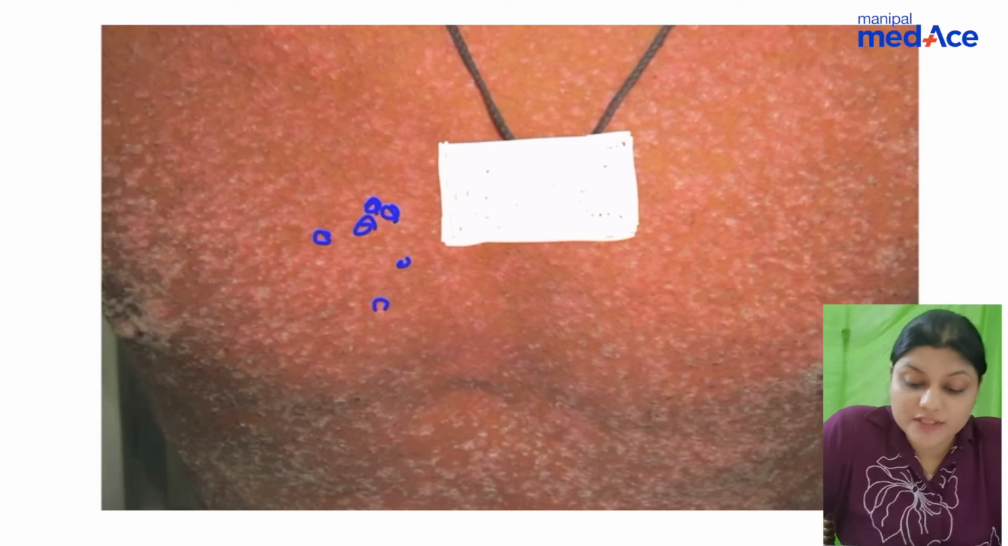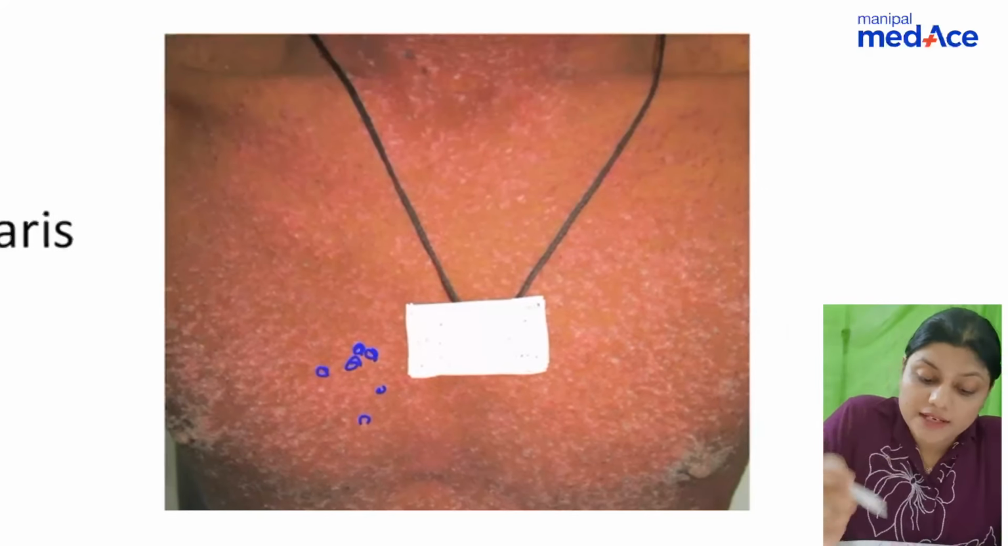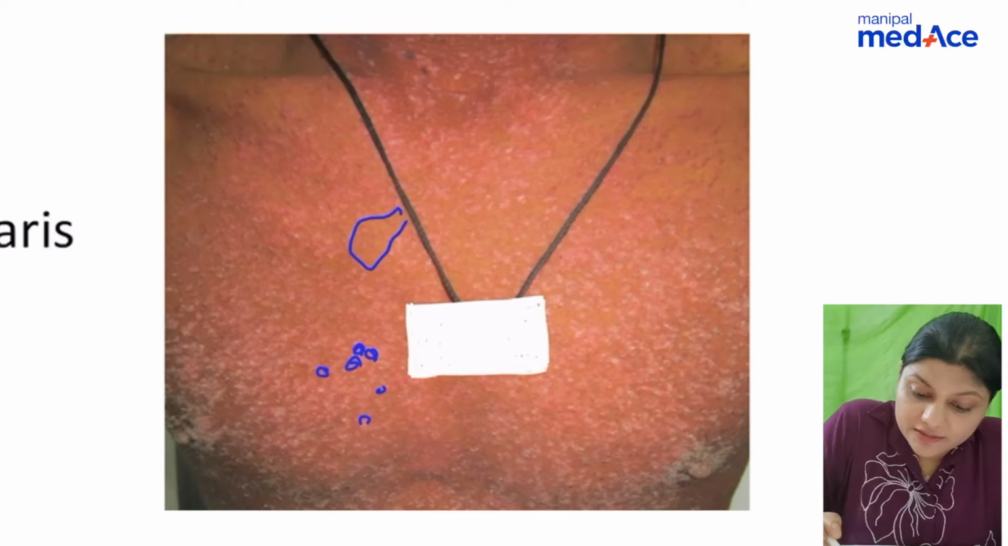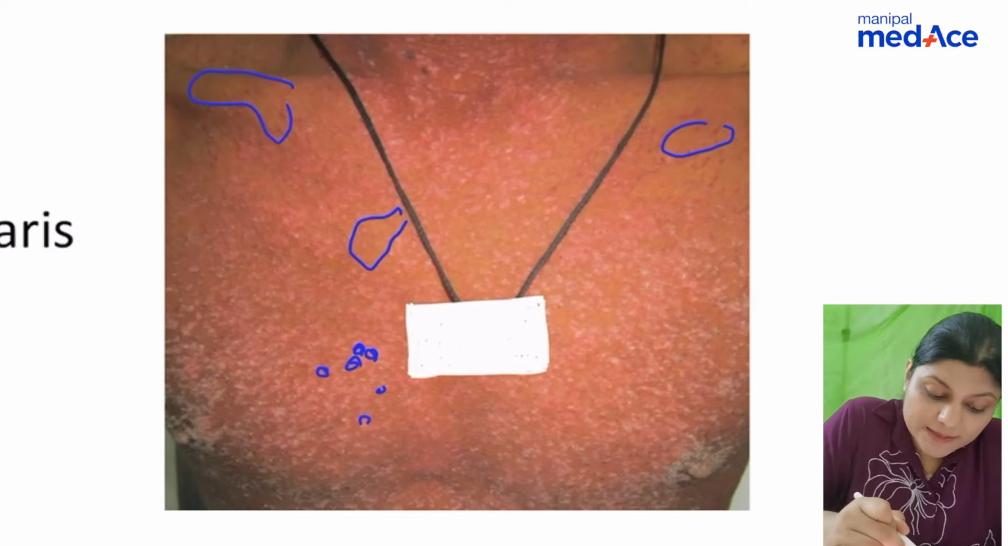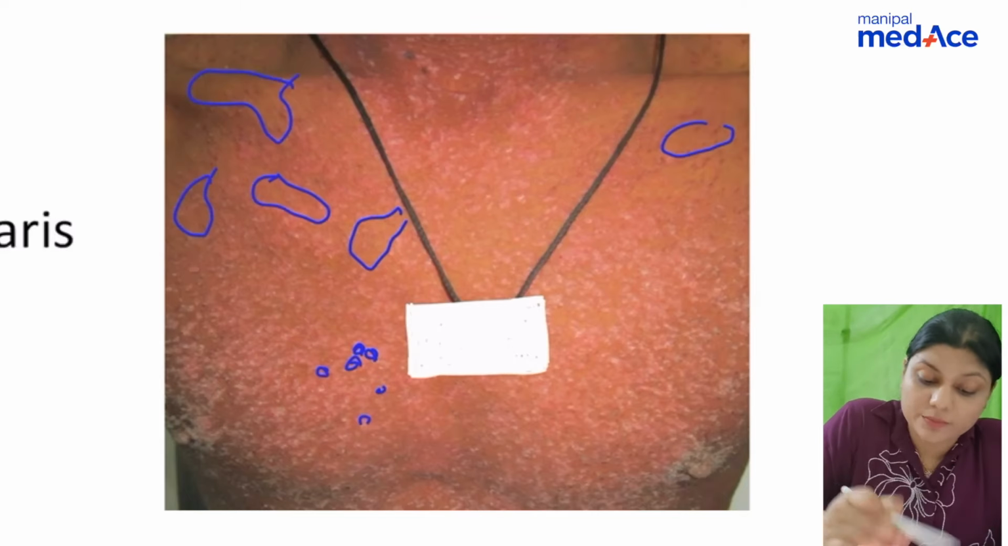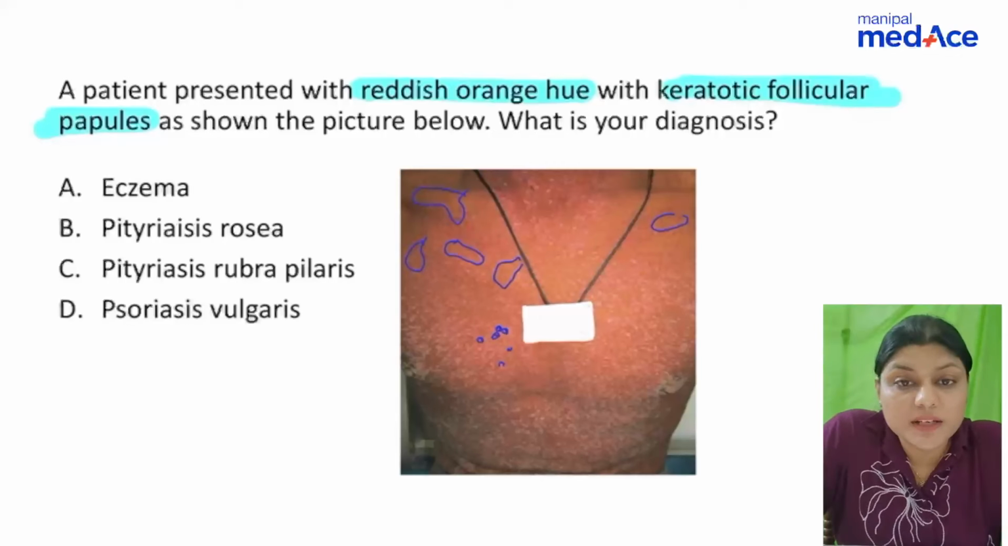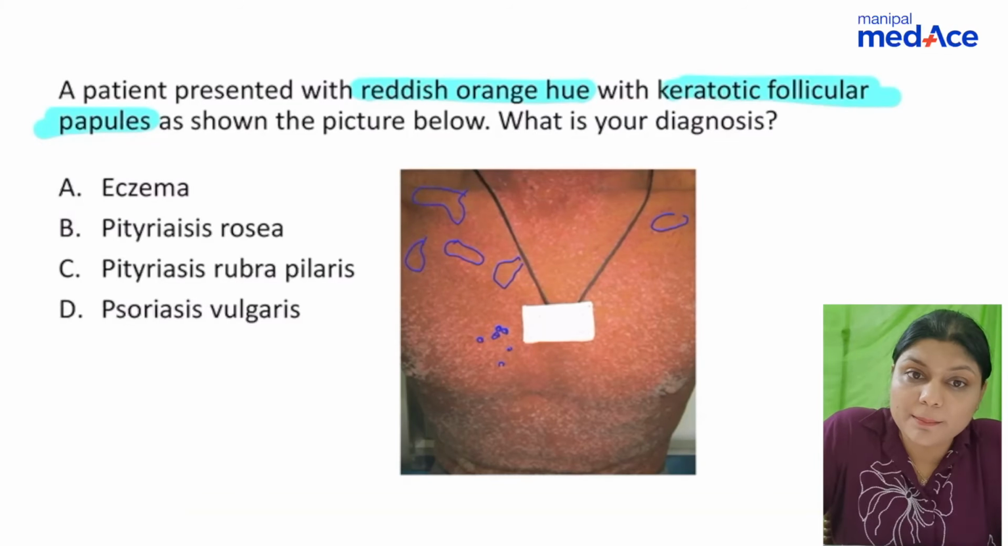There is presence of erythema and also there is sparing. You can see sparing. It's not uniform. So this is a typical case of Pityriasis rubra pilaris.